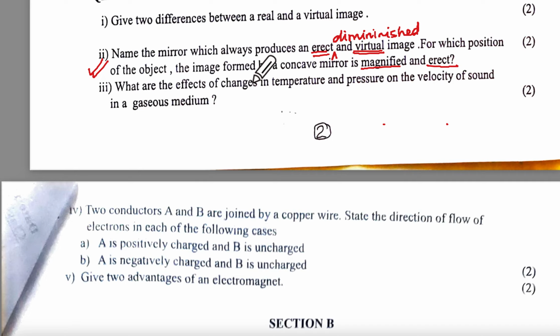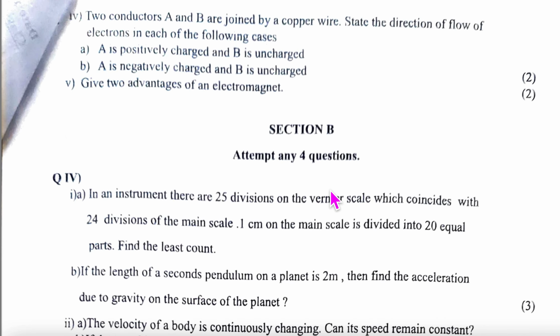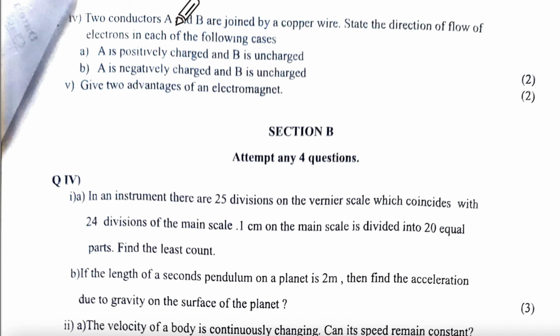What are the effects of changes in temperature and pressure on the velocity? Can you see again, this is a learning work. You have to learn these things by heart because the majority of the stuff they are asking you is not application questions. They are asking you to learn up the work. So learn up everything properly, okay?